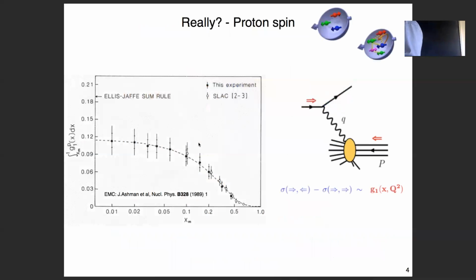Are these X ranges really correct? I mean, well, many questions. Are these data points at different values of Q squared, etc.? Still, this is probably one of the key reasons why we have this workshop at all.